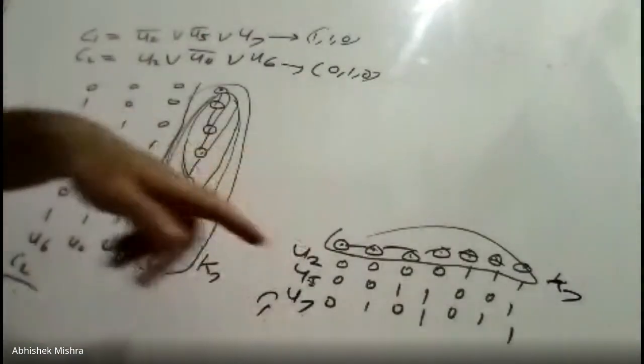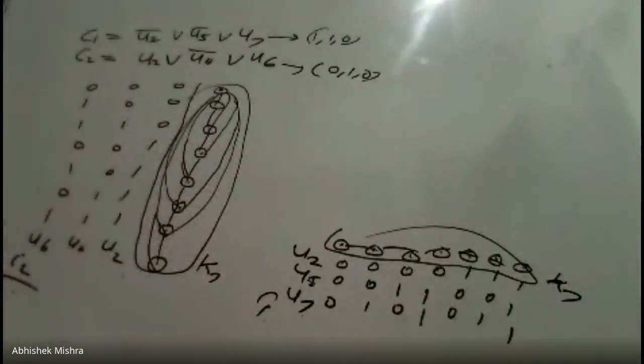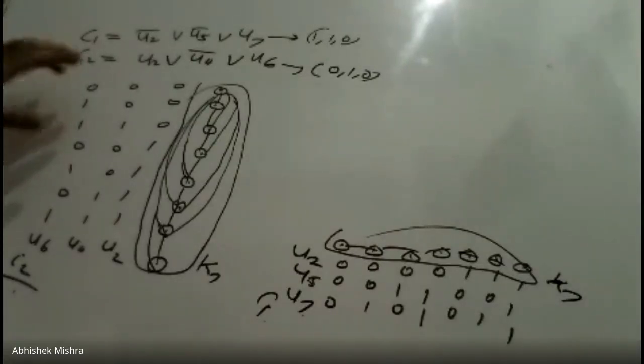In the same way we make the complete graph clusters corresponding to each clause, C1 up to Cm. So corresponding to m clauses, we have m clusters having 7 vertices each. So in total, the number of vertices will be 7m in the graph.